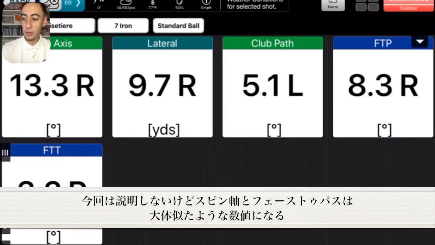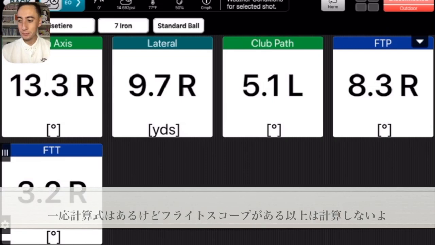Pretty much your face to path is going to show you pretty close to what your spin axis is going to be. There's actually a formula. I'm not going to give it to you guys because FlightScope automatically does it for you, but if you know your face to path, you can pretty much find out your spin axis.